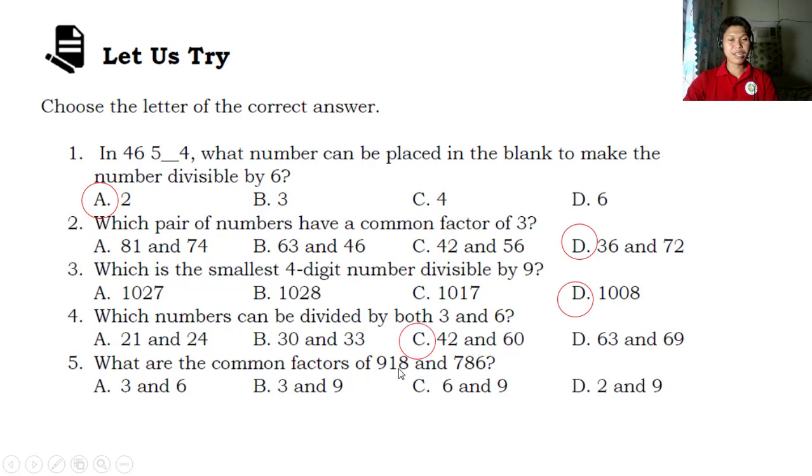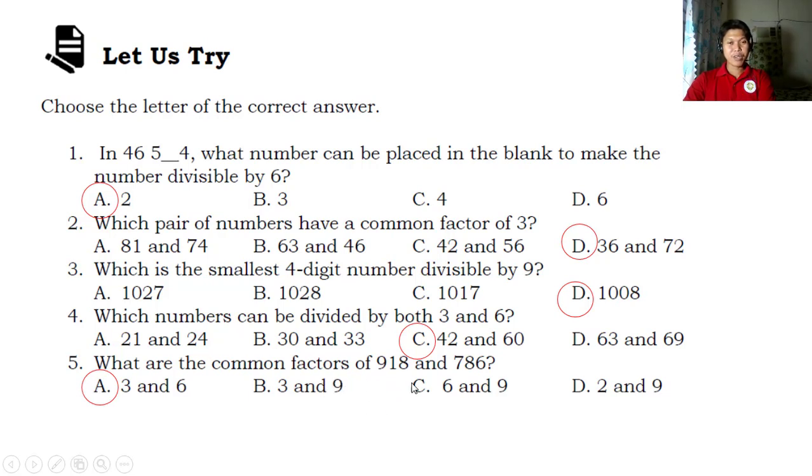And number 5, common factors of 918 and 786. So, tingnan natin. Is it 3 and 6? So, tingnan natin kasi may 3. Sa 2, so wala na kagad tong, pwede rin pala yan sa 2. Okay, so tingnan natin. Subukan natin. Sa 3 and 6, 9 plus 1 is 10 plus 8 is 18. Pwede sa 3. 7 plus 8, 15 plus 1 is 21. Pwede rin sa 3. Okay? And even number sila, pwede sa 6. Letter A na kagad yan.